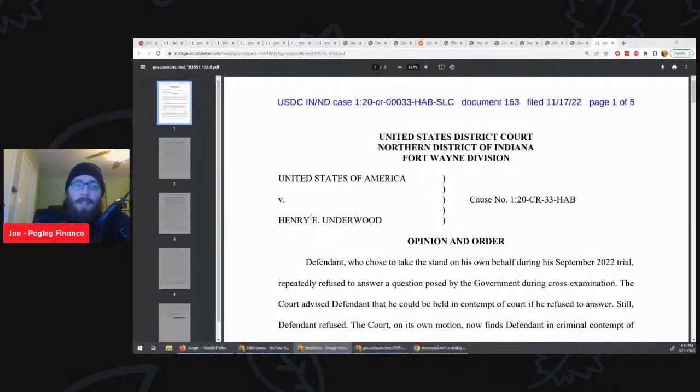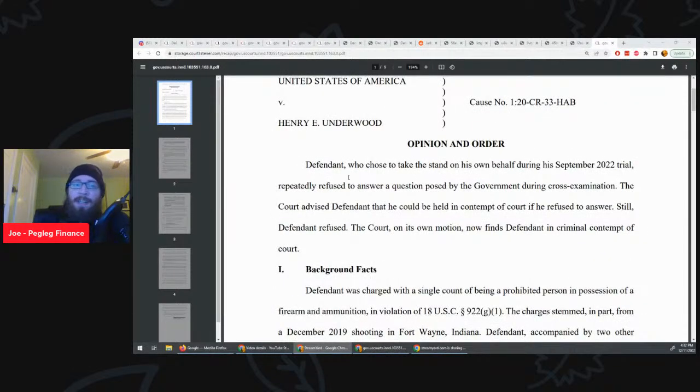But this is a contempt order in what I think is a separate case, but it's the same judge, same defendant, United States of America versus Henry Underwood, Northern District of Indiana. So, opinion and order. Defendant, who chose to take the stand on his own behalf during his September 2022 trial, repeatedly refused to answer a question posed by the government during cross-examination. The court advised defendant that he could be held in contempt of court if he refused to answer. Still, defendant refused. The court, on its own motion, now finds defendant in criminal contempt of court.